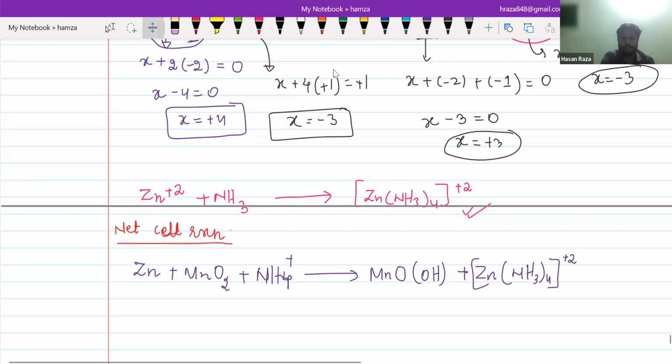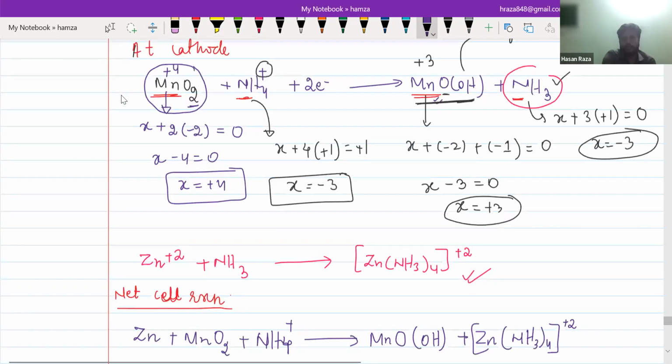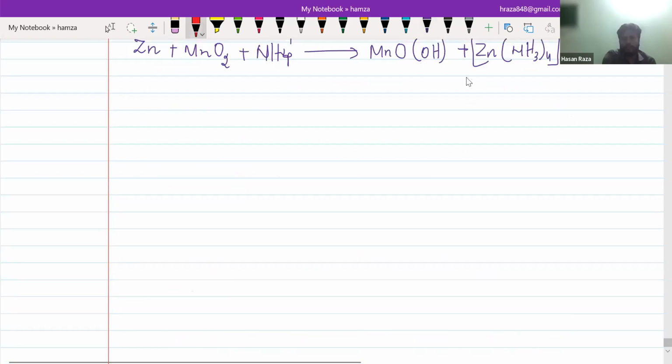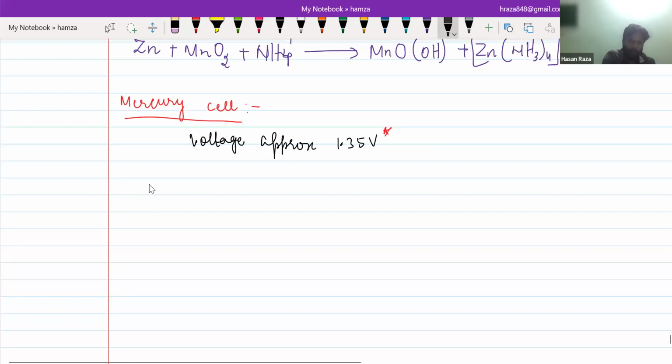Another primary cell is the mercury cell. We need to study the mercury cell. We only learn the reaction at cathode, the products formed at cathode and anode, and the net cell reaction. So basically here I'm first going to talk about voltage. The voltage is approximately 1.35 volt. This is very important. Now, what is present at anode and then at cathode, and which electrolyte is present as a paste?